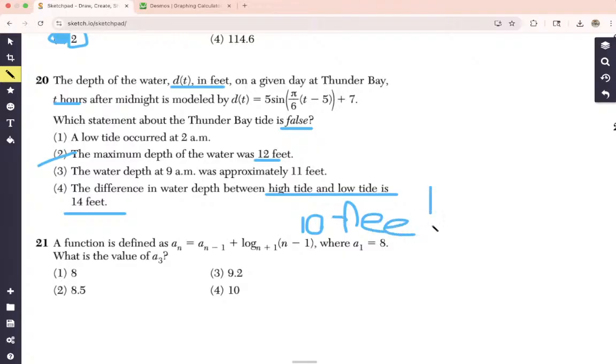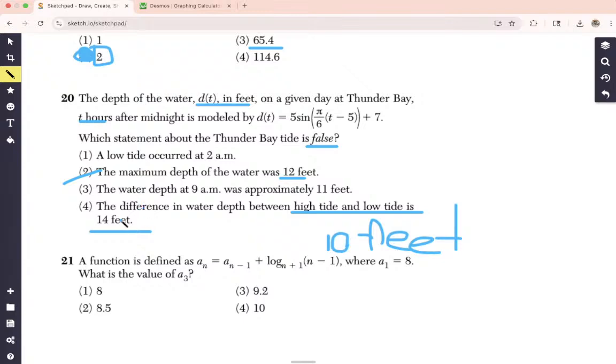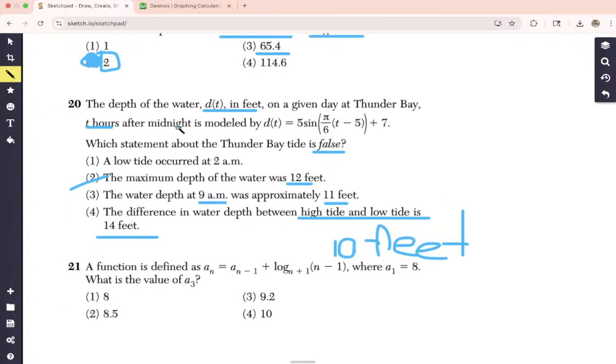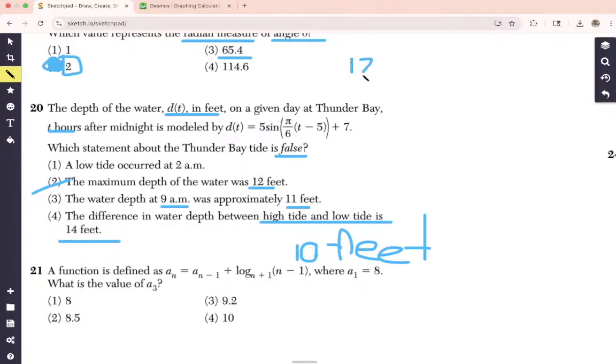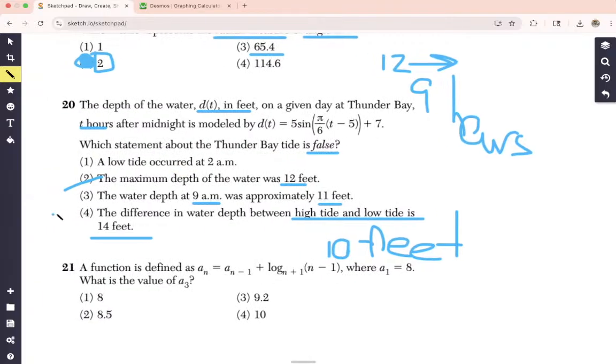That looks like a difference of 10 feet. I don't know about you, but let's just go through all the answer choices. The water depth at 9 a.m. is approximately 11 feet. Remember that this is T hours after midnight, and midnight is 12. So at 9 a.m., that's basically 9 hours passed. So when x is equal to 9, our y value is approximately 11, which matches up.